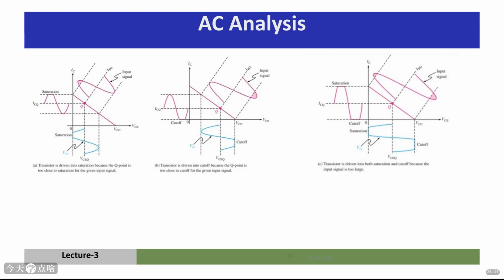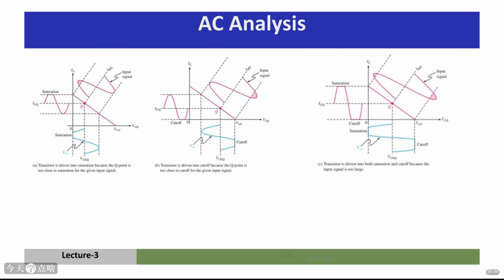These diagrams illustrate the importance of the Q point. If the Q point is too close to saturation, like in Figure A, a small input signal might push the transistor into saturation, causing distortion. Similarly, if the Q point is too close to cutoff, like in Figure B, the signal might clip at the bottom. Ideally, as shown in Figure C, the Q point should be centered in the active region, allowing the input signal to swing symmetrically without hitting the saturation or cutoff regions.